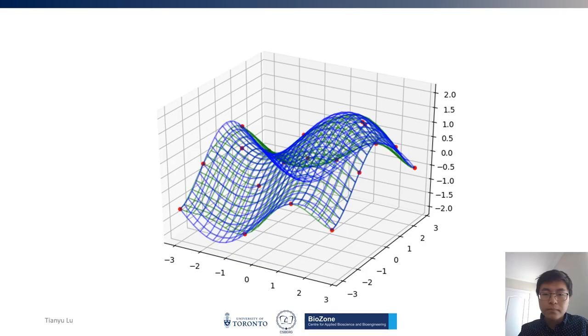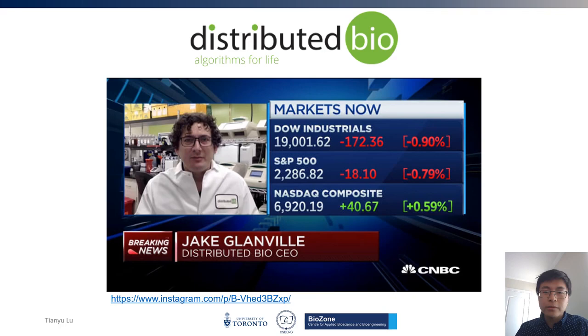Now let's take a look at some of the biotech companies that are doing work in protein design. The first one is Distributed Bio. They actually do antibody design, which is, well, it's also a protein. Recently, they've been in the news because of the COVID-19 situation. Jake Glanville here, the CEO of Distributed Bio, he's been giving these interviews where he's describing their technique in designing an antibody that can bind to the spike protein on the coronavirus. So clearly, very important application area for protein design.